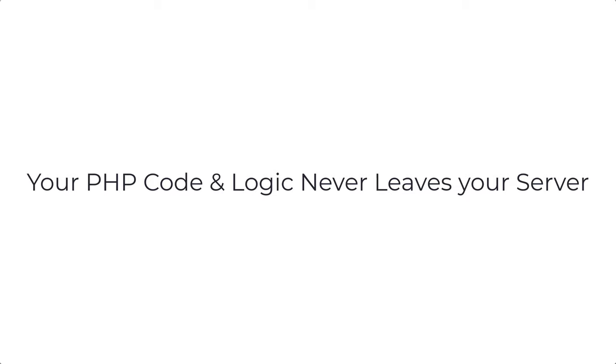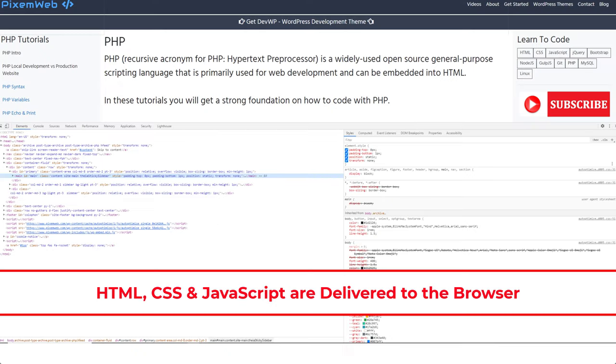It stays on your server, it processes the request, and your code logic is not viewable by a website visitor. That's the difference between a client-side coding language like HTML, CSS, and client-side JavaScript, and server-side coding languages like PHP, Python, NodeJS, which is JavaScript for the server side, and others.